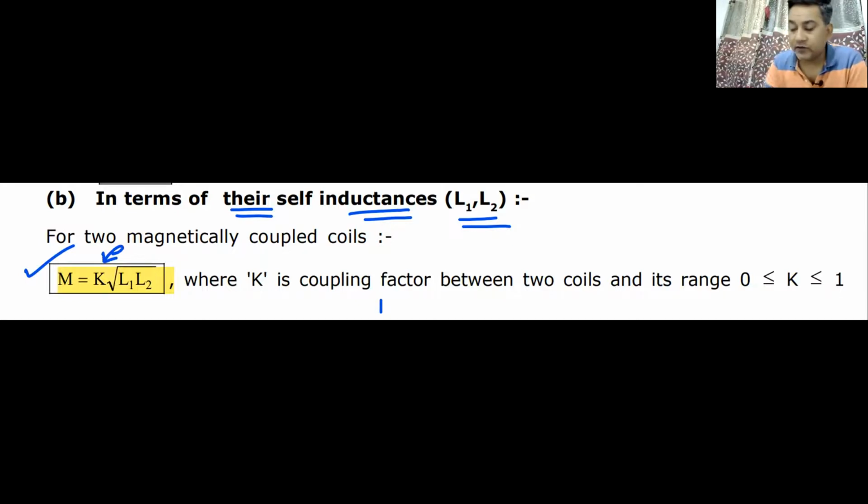How do you get the value of this coupling factor? This value of coupling factor varies from 0 to 1. If the entire flux of one coil is linked with the other coil, the coupling factor becomes 1. If it is not linked at all, the coupling factor becomes 0. The value of coupling factor is normally given to you, or a condition would be given. You can find out the value of coupling factor, and from there you can find out the value of mutual inductance. Do we understand this?